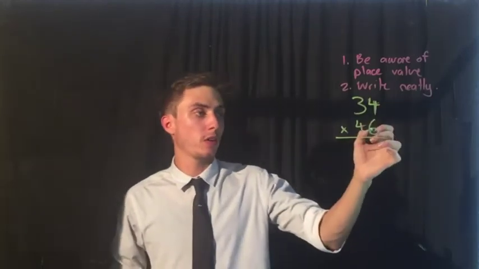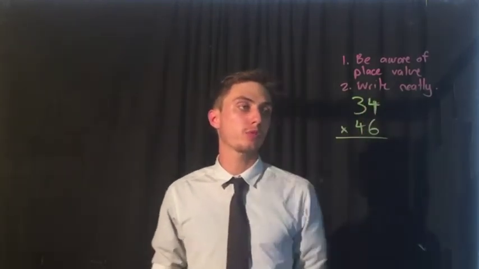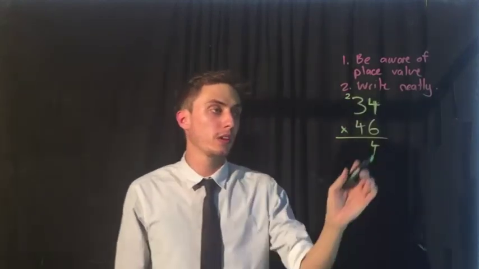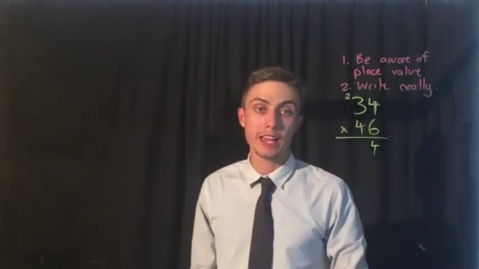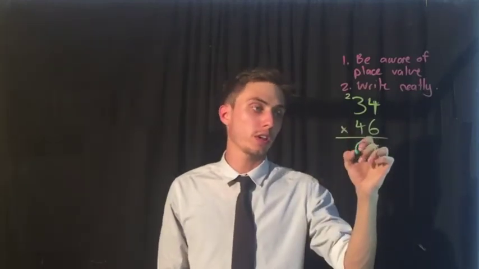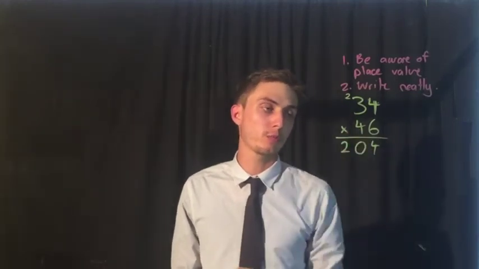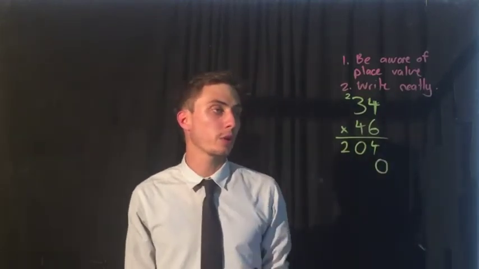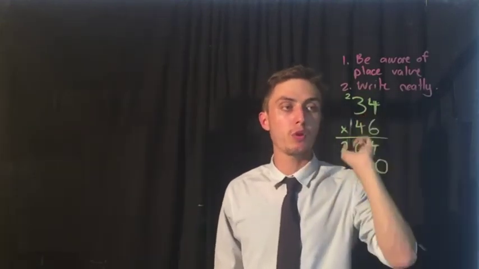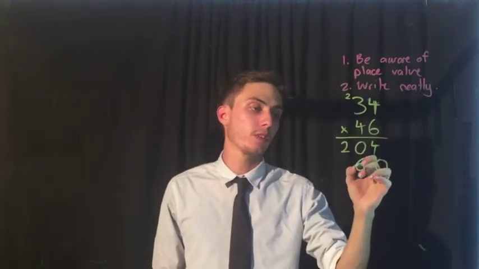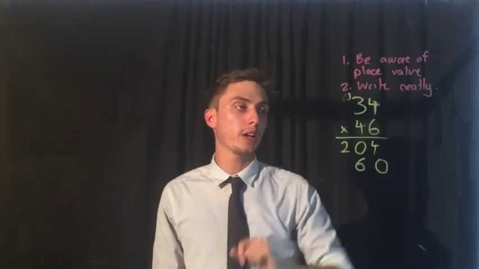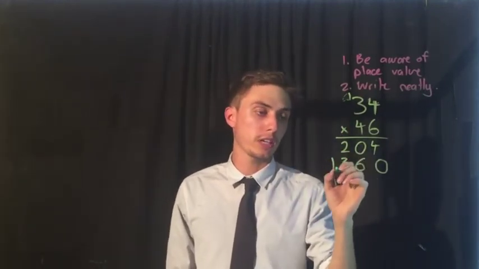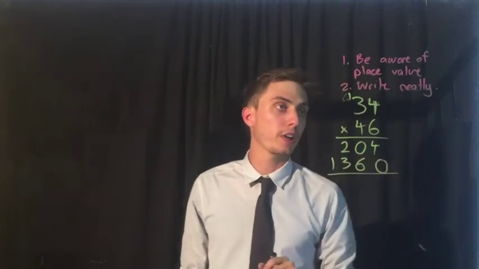So we start. In our units, 6 times 4, we get the answer 24, and we carry over our 2. 6 times 3 gives us 18, plus 2 gives us 20. No more digits, write them here. Working in the tens column now, so we write our 0, 4 times 4, we have the answer 16, and we carry our 1. 4 times 3 gives us 12, plus 1 is 13. Now we're ready to add them all together.